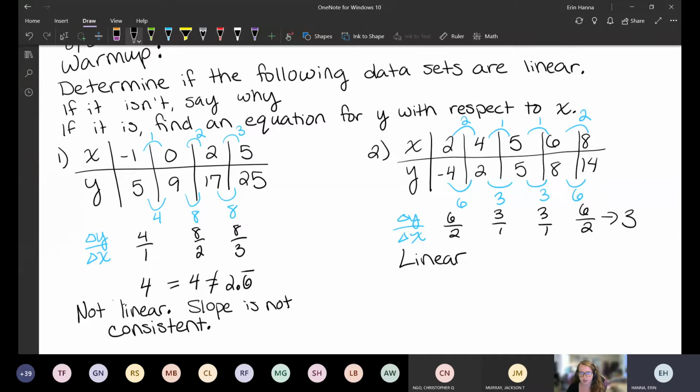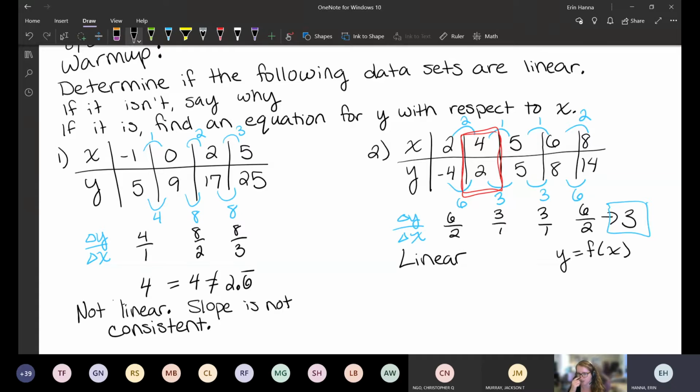Since it is linear, I wanted to find an equation for y with respect to x, so that's just going to be our normal y equals f of x. First thing I need is the slope. The change in y over change in x is the slope, so I've already found that. We don't have our y-intercept here, so we have to pick a point that makes us happier. I'm going to pick 4, 2.